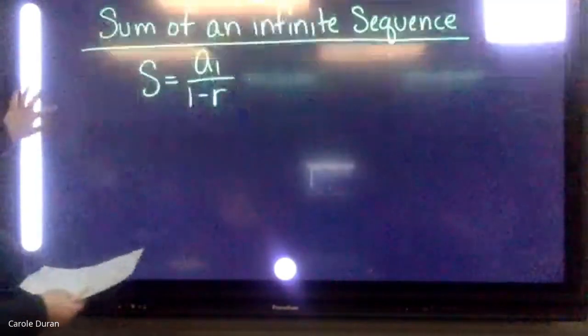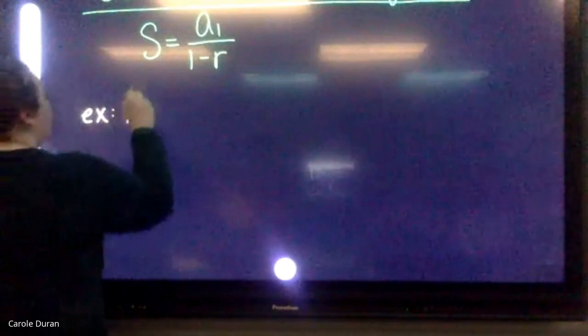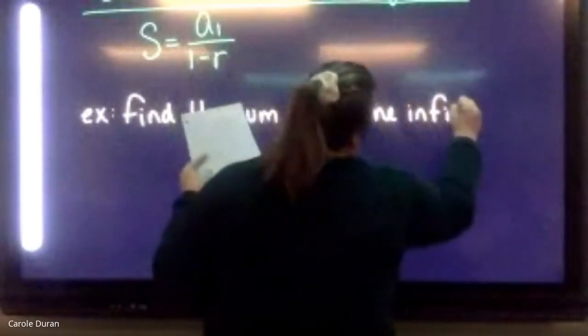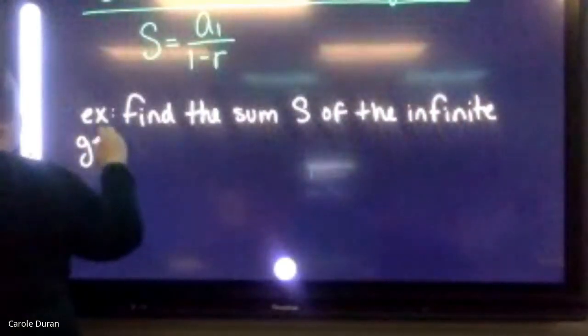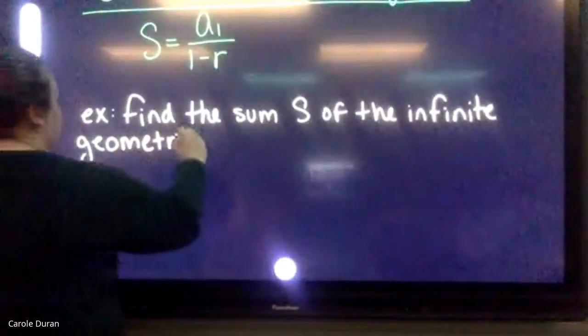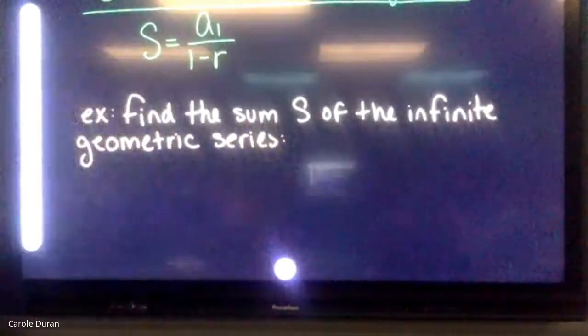Okay. So what we're gonna do, obviously, is an example, and then an application example. So the first example asks us to find the sum of the following infinite geometric series. Again, this rule only works for an infinite geometric series, not an infinite arithmetic series. Notice I use the word series here instead of sequence, and you're going to see why in a second.